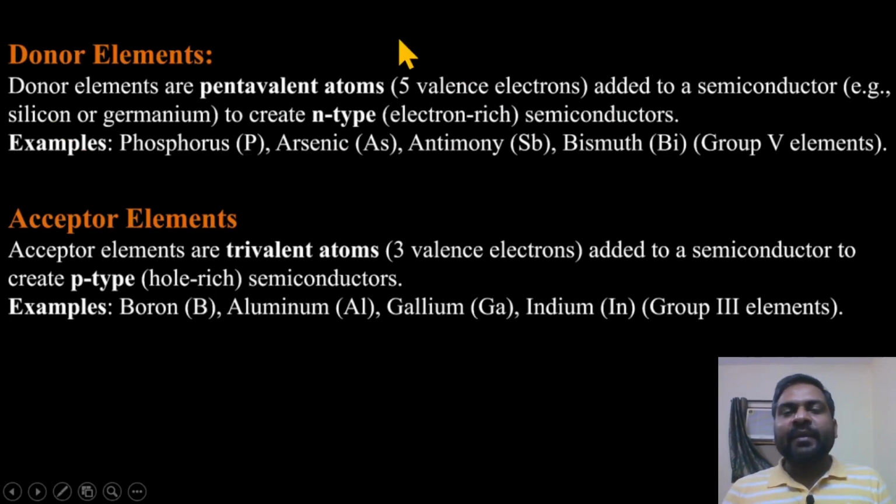To make a semiconductor either n type or p type, we have to dope the intrinsic semiconductor with pentavalent or trivalent impurities. To make it p type, we have to dope trivalent impurities like boron, aluminum, gallium. To make it n type semiconductor, we have to dope it with pentavalent impurities like phosphorus, arsenic, antimony, etc.